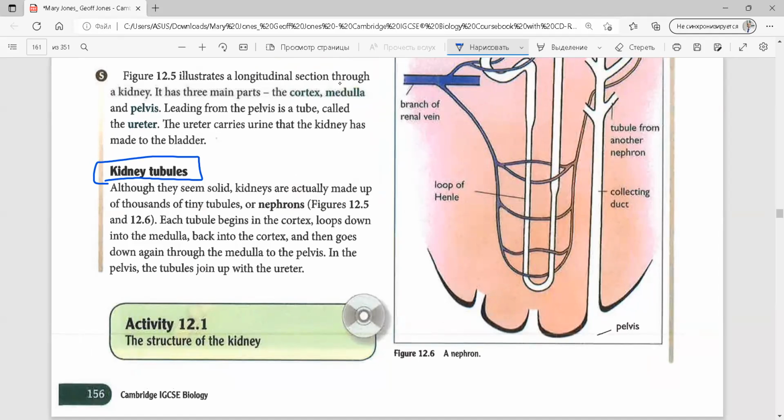Kidney tubules. So in each kidney, guys, in each kidney. Kidney what? Tubules. Tubule means small tube-like.